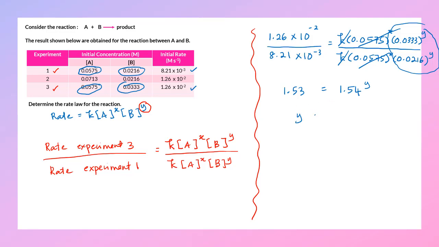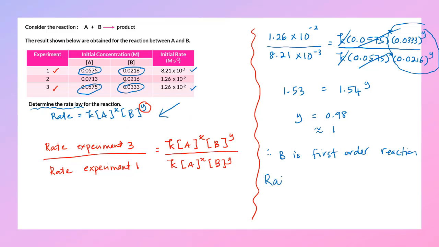The Y value is, please use your calculator, 0.98. So 0.98 is approximately 1. So B is a first order reaction. Since the question asks you to determine the rate law, you have to substitute the value of the order for each reactant into this equation.